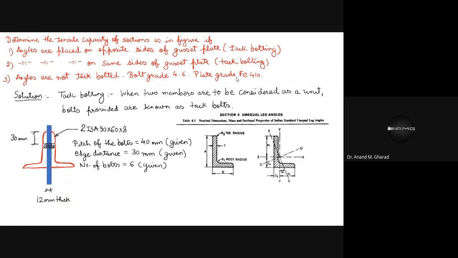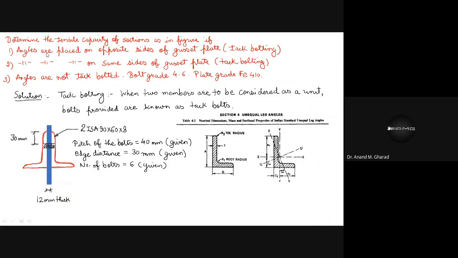What is tack bolting? Tack bolting is very simple. When two members are to be connected or considered as one homogeneous unit, the bolts provided are known as tack bolts. Connections are made accordingly. Okay? Now see, let us consider case 1.